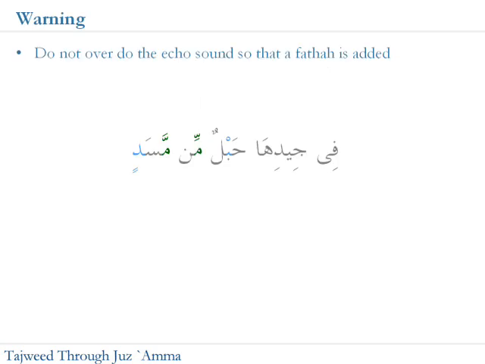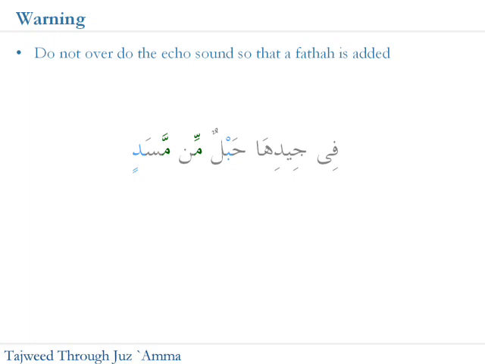So a warning here is not to overdo the sound so that a fatha is added instead of the echo itself. Now this normally happens if the echo is in the middle of a sentence. So what we've got here, the 2 blue letters are the 2 echo letters. So I'll read the line and then I'll introduce a mistake afterwards. So it's fi jidiha hablum min masad. Okay, so the one we're going to concentrate on is hablum.